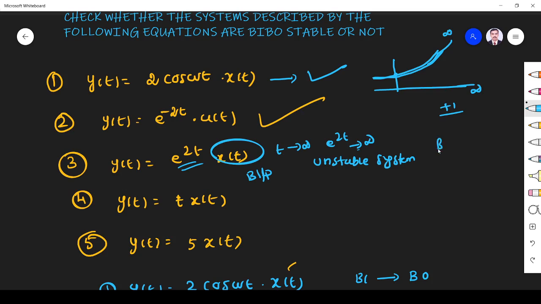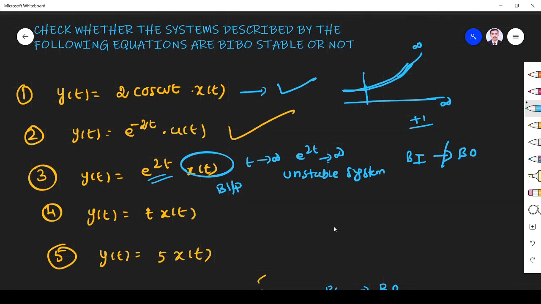Bounded input doesn't give bounded output, because when t tends to infinity, the output becomes unbounded. That you have to write in the exam. So it is an unbounded system.